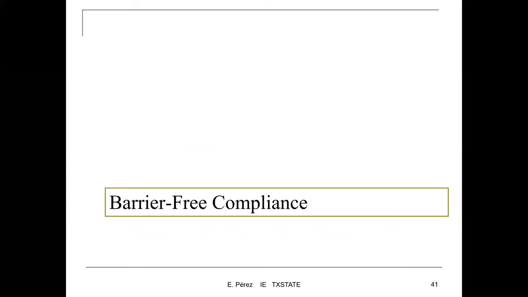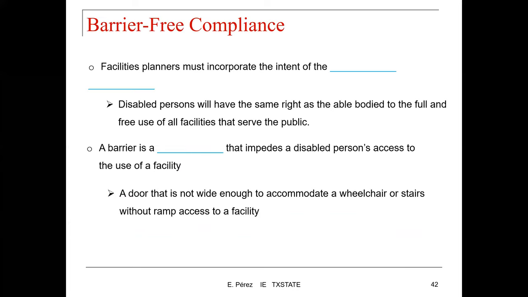The last piece of this lecture is the barrier-free compliance. Facilities planning must incorporate the intent of the Americans with Disabilities Act. Disabled persons will have the same right as the able-bodied to full and free use of all the facilities that serve the public. A barrier is a physical object that impedes a disabled person's access to the use of the facility. A door that is not wide enough to accommodate a wheelchair or stairs without ramp access to a facility are examples.